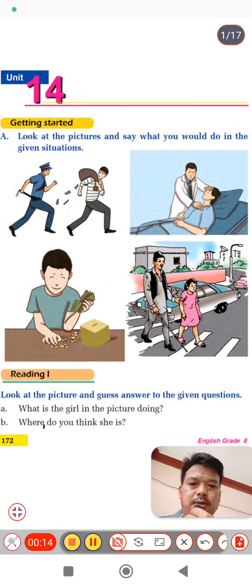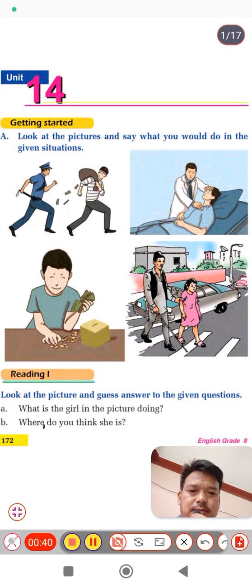Today I am here once again with the new unit, that is unit number 14. Before we start the unit, we have some pictures here in Getting Started. Look at the picture and see what you would do in the given situation. These are some situations that are given in the pictures. Students, you have to guess and identify the pictures.